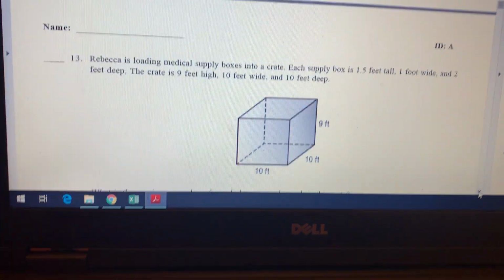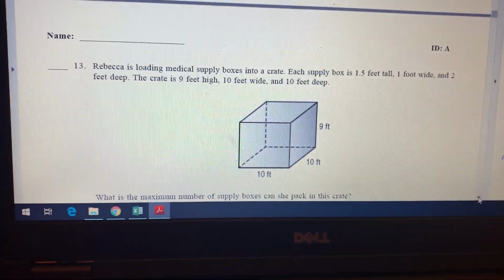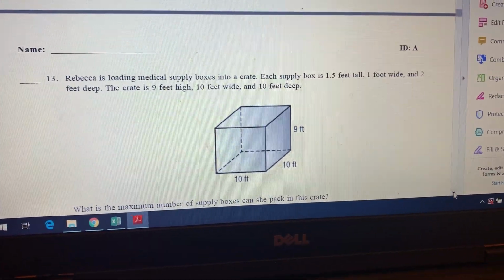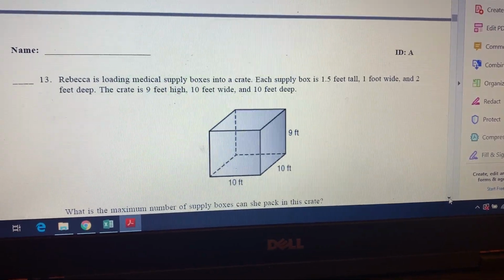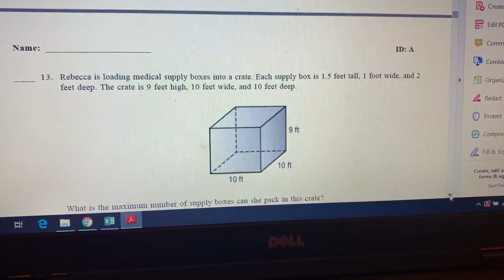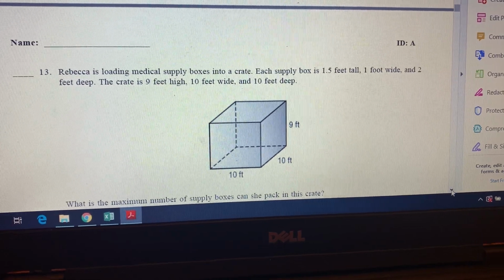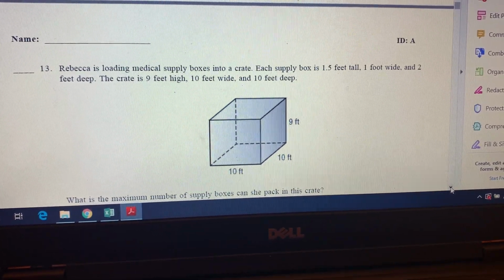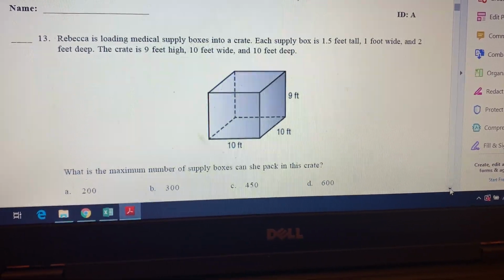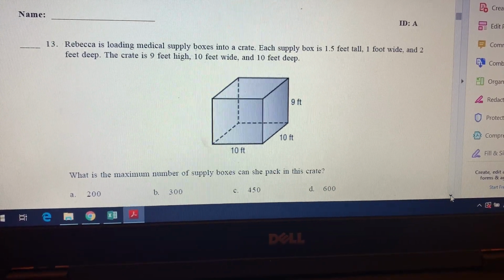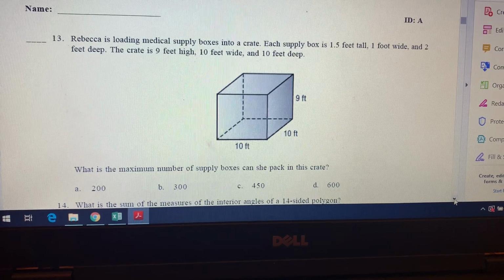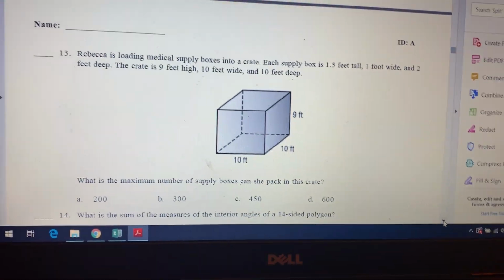All right, 13. Something we just did last week and I talked about in class. Rebecca is loading medical supply boxes into a crate. Each box is 1.5 feet tall, 1 foot wide, and 2 feet deep. The crate is 9 feet high, 10 feet wide, and 10 feet deep. So we're taking smaller boxes and putting them into a bigger one. So you get the volume of the little one, volume of the big one, and divide it.